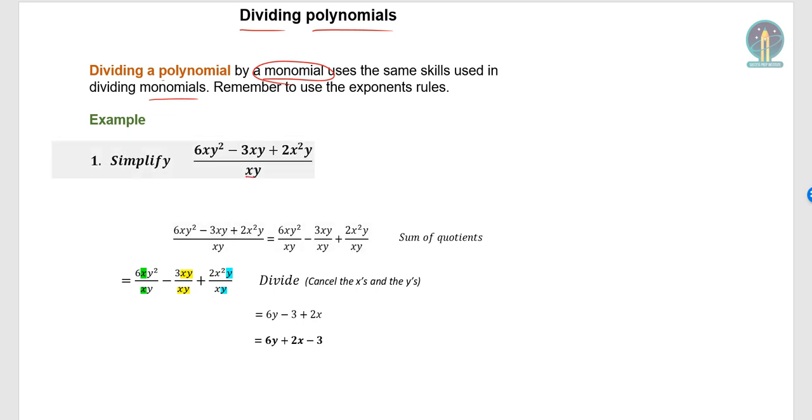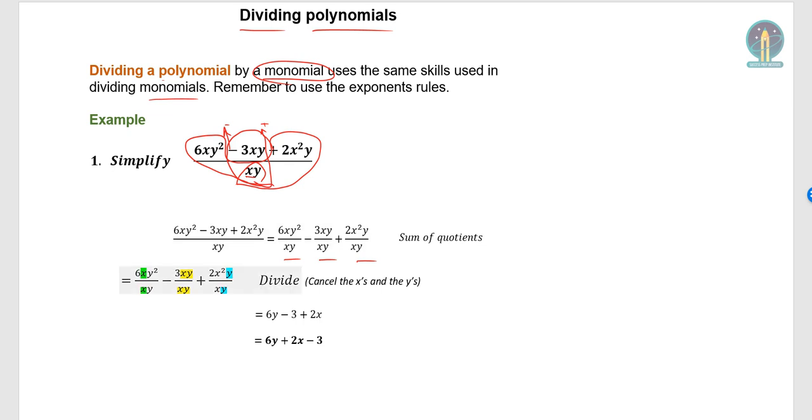So this is the same as a sum of quotients, right? We simply separate each of the terms in the numerator, with one denominator. So we'll have this, and then this, and then this, just subtracted, added, the same as the sign right here. So we have 6xy squared divided by xy, minus 3xy divided by xy, plus 2x squared y divided by xy.